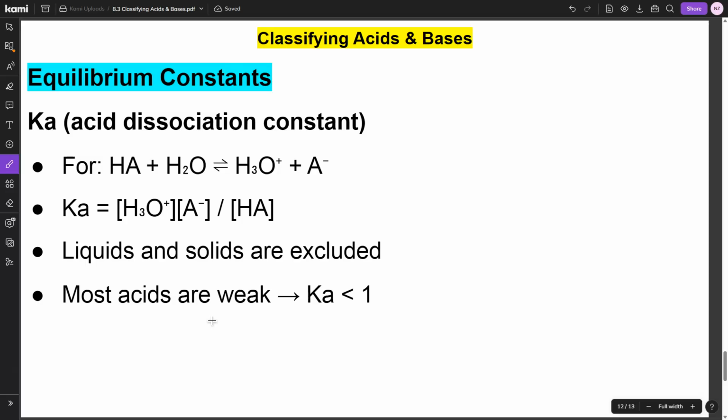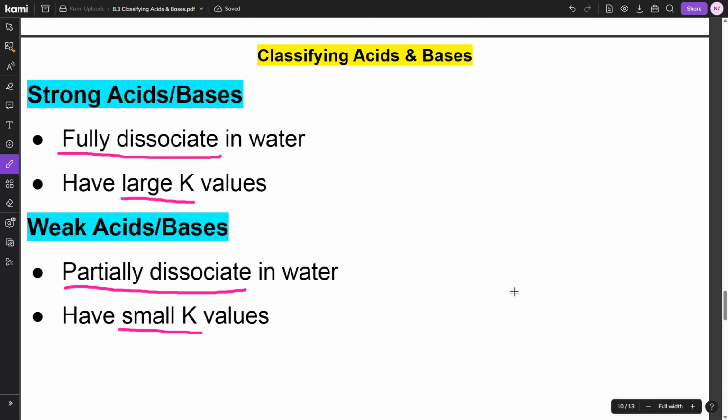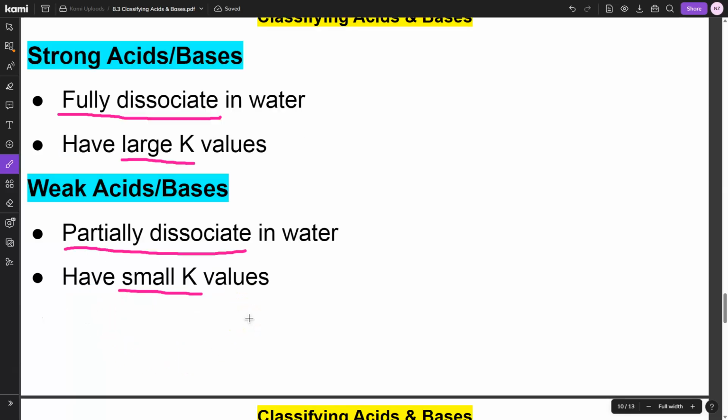Now, we've talked about equilibrium already, but acids and bases have their own K values, and these K values tell us how well it's going to dissociate. So again, if you have a strong acid or base, you're going to have a large K value because it is going to fully dissociate in water. Weak acids and bases are going to have a small K value because they will not completely dissociate in water.